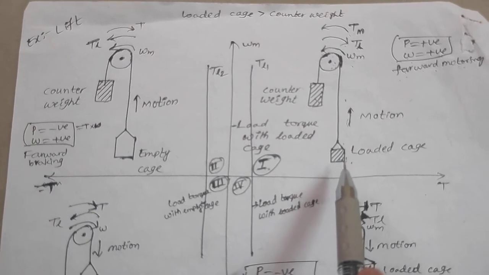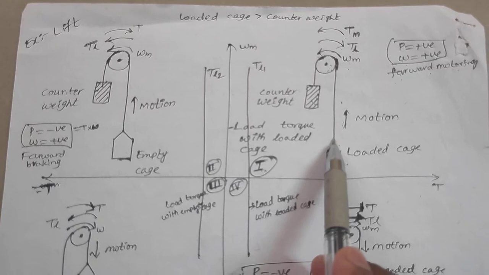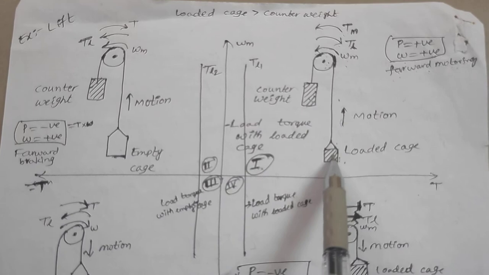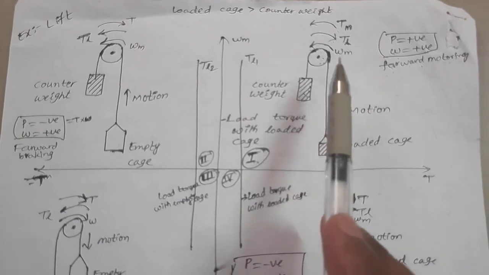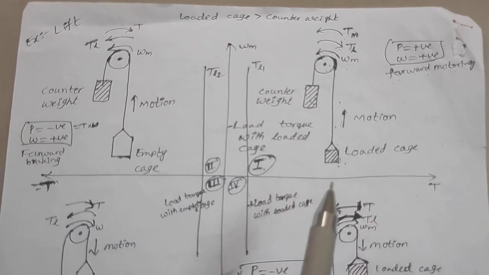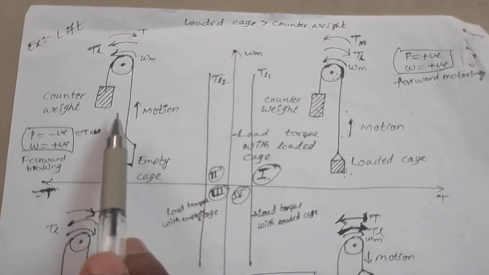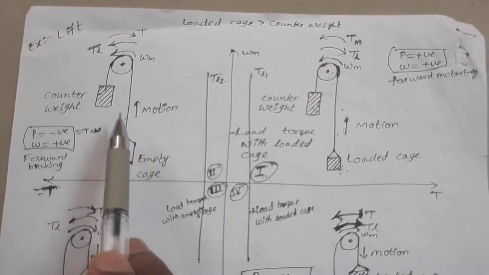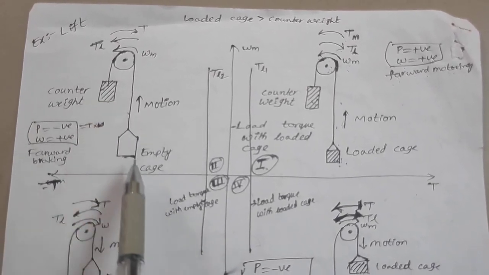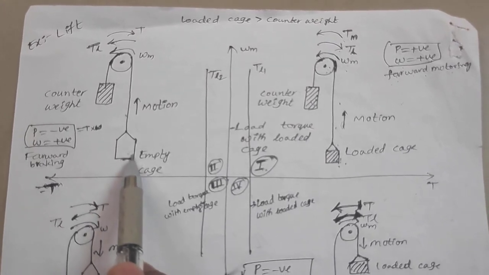Hence the lift will move in the upward direction, because to lift the loaded cage, the drive needs to run in the motoring mode. So it will go slowly to the first, second, third floor and so on in the forward, upward direction. Now if we need to apply braking, let us take the second quadrant. Here what I've changed is that the counterweight is at the same position, but instead of the loaded cage I have taken the empty cage.